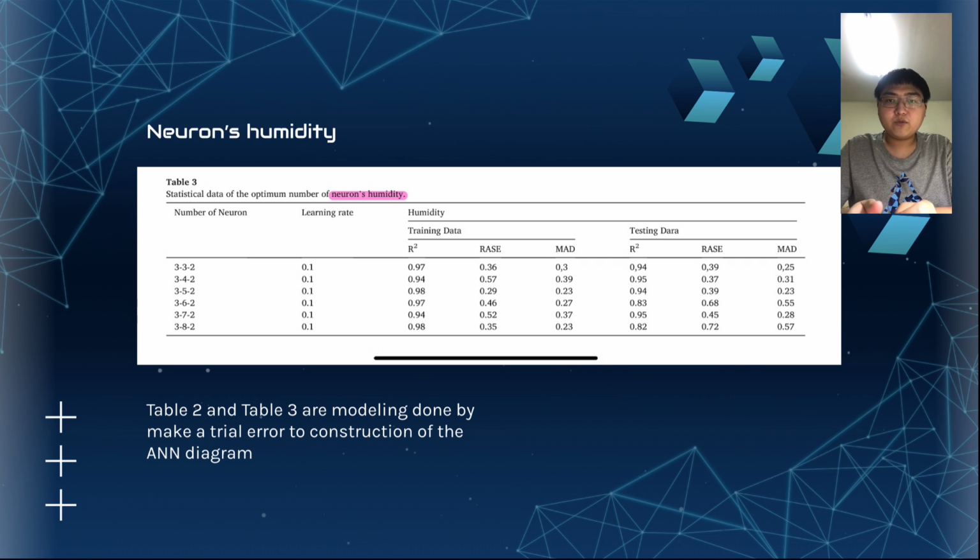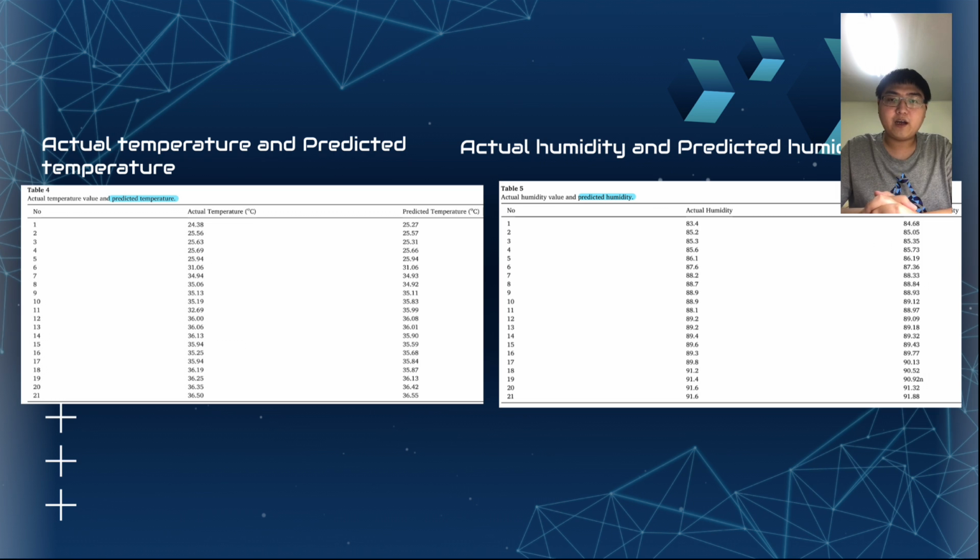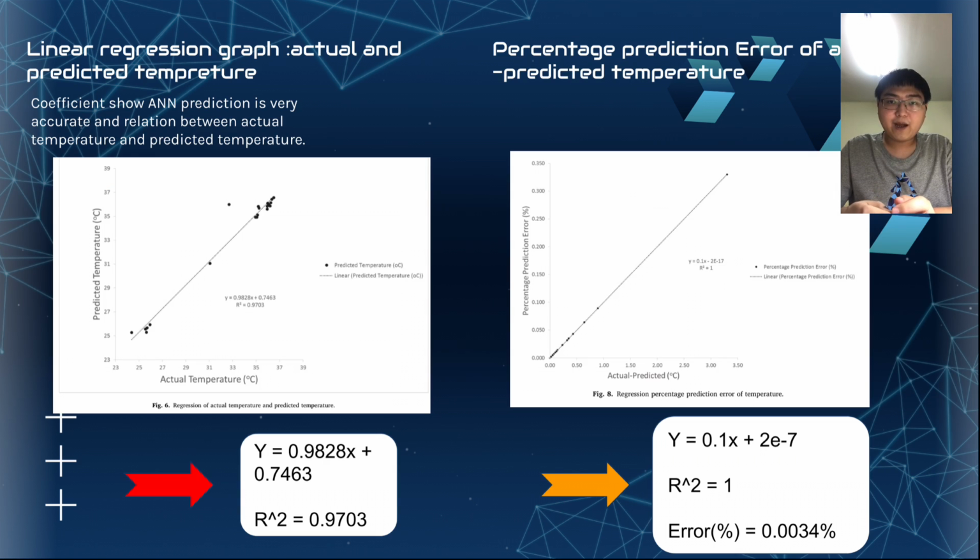And we can construct the artificial neural network with 3 input layers, 5 hidden layers, and 3 output layers to obtain the predicted temperature in table 4 and the predicted humidity in table 5. And we can combine the actual temperature with the predicted temperature to get table 6.